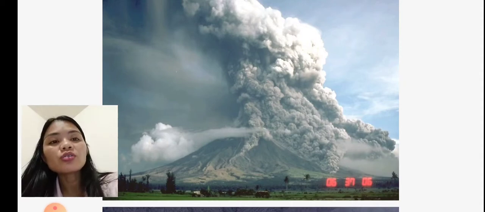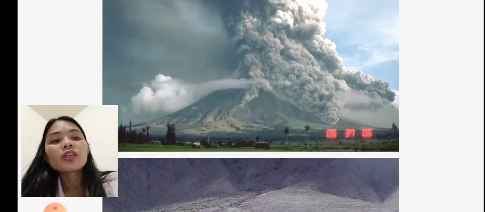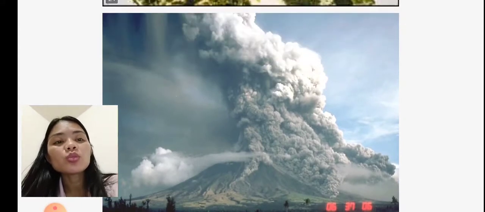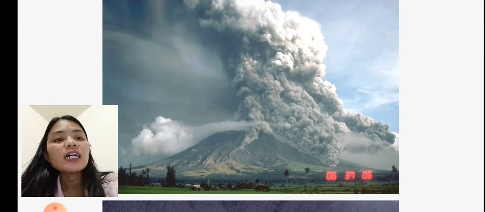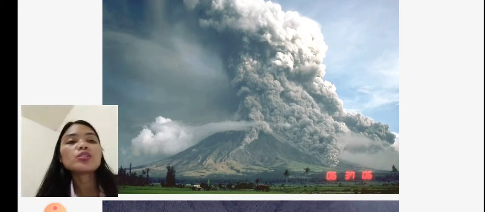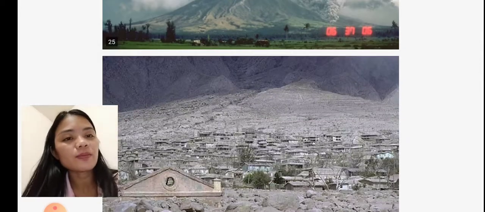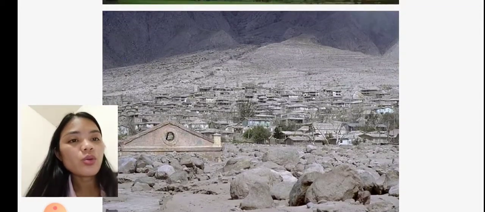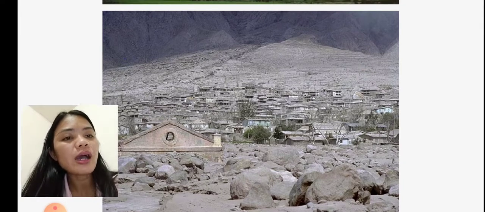Nandun tayo sa tanong na, what spheres are interacting here? So, from the volcanic eruption, which is the geosphere, ang tinatanong ko na is the connection in the biosphere. Ano yung mangyayari? So, when we say biosphere, malawak naman yun. All life forms. Ano pwede maging effect nun sa atin? In this one, lahar, parang lahar, ganon. Ang style, natabunan yung mga bahay.